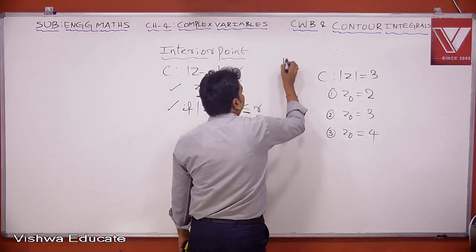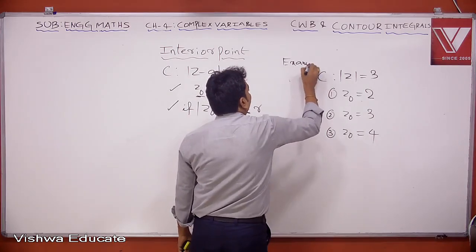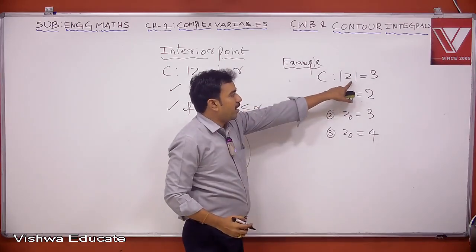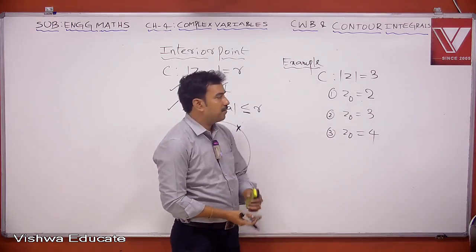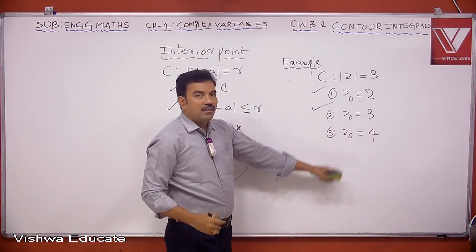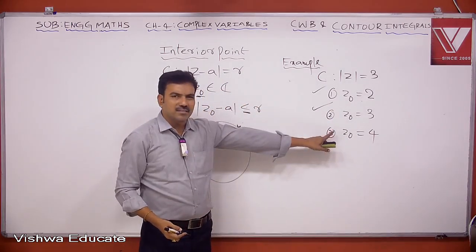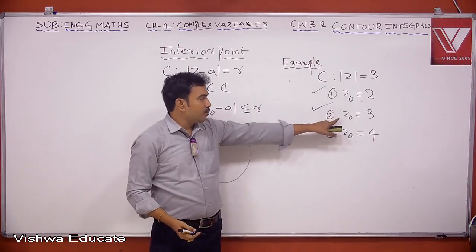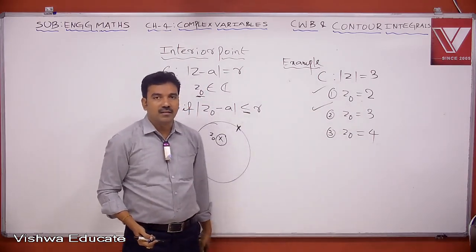Example, the circle C is defined by mod Z equal to 3. So write these two examples. We can discuss this in the next definition. Even you can write this also, but it does not lie inside the circle. Only these 2 points lie inside the circle.